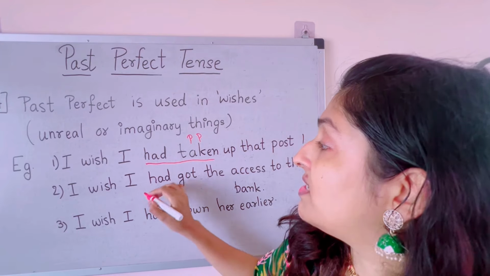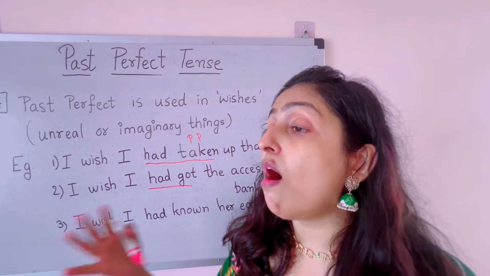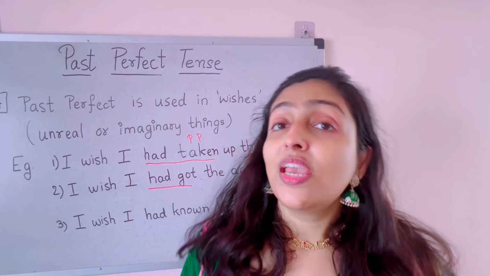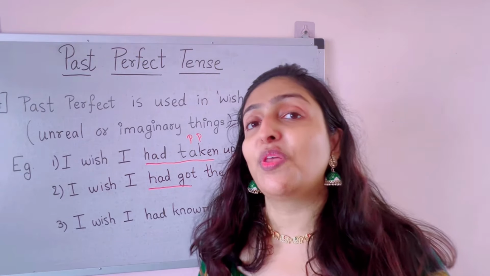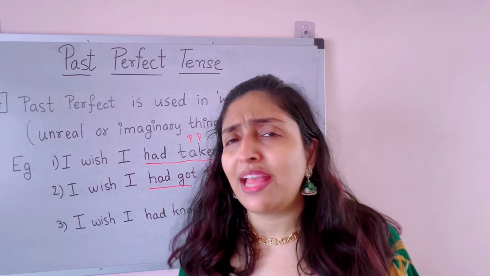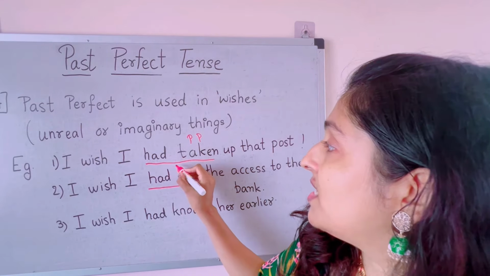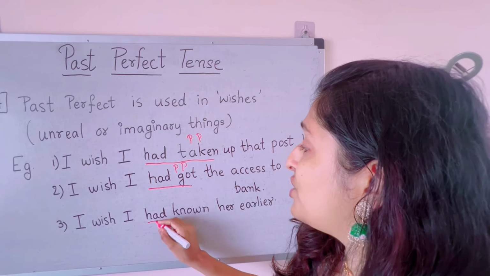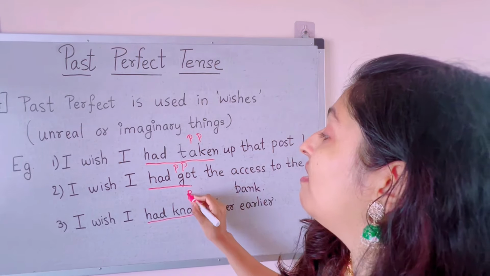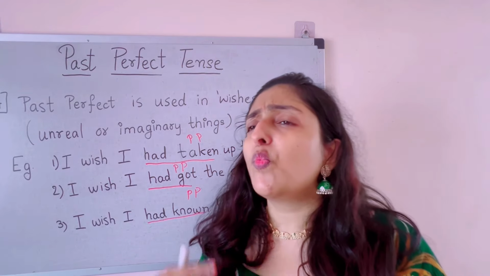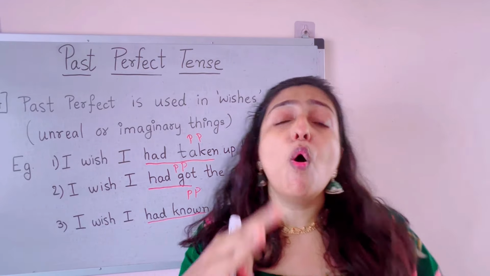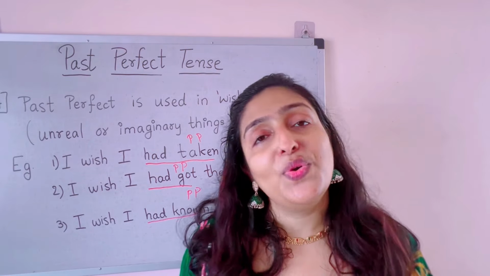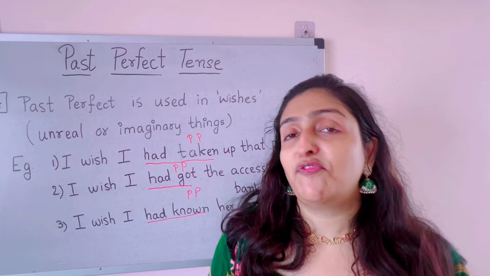Second example is I wish I had got the access to the bank. You are just dreaming for an access to the bank. So it's just a wish and it's not quite possible. This is in past perfect. Third example is I wish I had known her earlier. So where it's a wish, unreal things, more of a dream, far from reality, you can use past perfect.